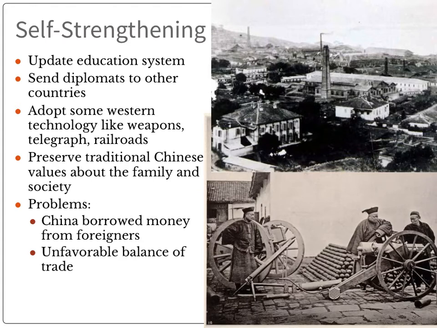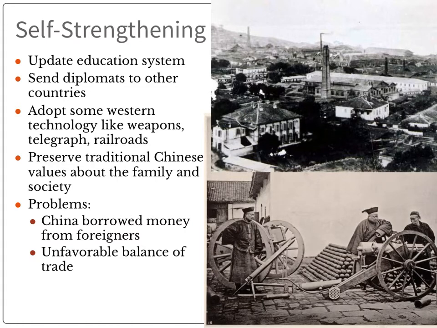They sent diplomats to other countries to see how other countries ran their governments and their economy, to learn from that. And they did adopt some Western technology like updated military weapons, the telegraph, and railroads. At the same time, they attempted to preserve traditional Chinese values about the family and society. So think about the influence of Confucianism and filial piety that we've talked so much about this year. They don't want to lose those traditional elements.